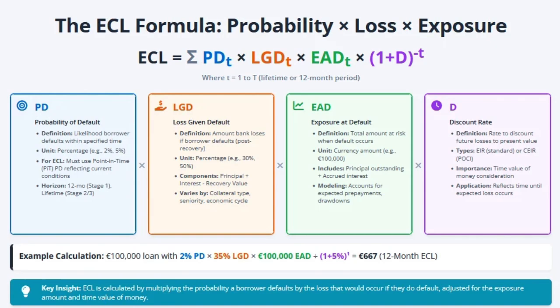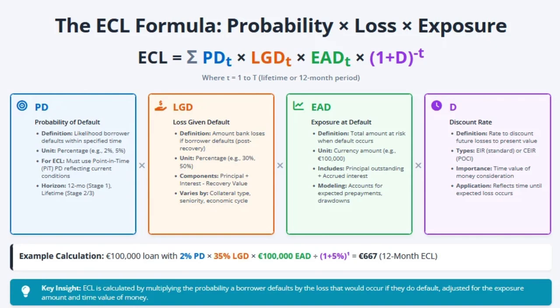Loss given default. It represents how much a bank will lose if a default occurs. And this isn't 100% even in default scenarios, because banks often recover something through collateral sales, unsecured recoveries, or other workout mechanisms. LGD varies based on portfolio type, collateral type, and its seniority as well.